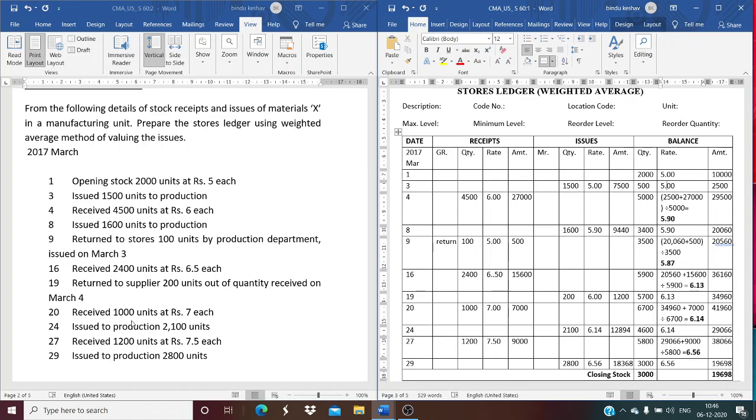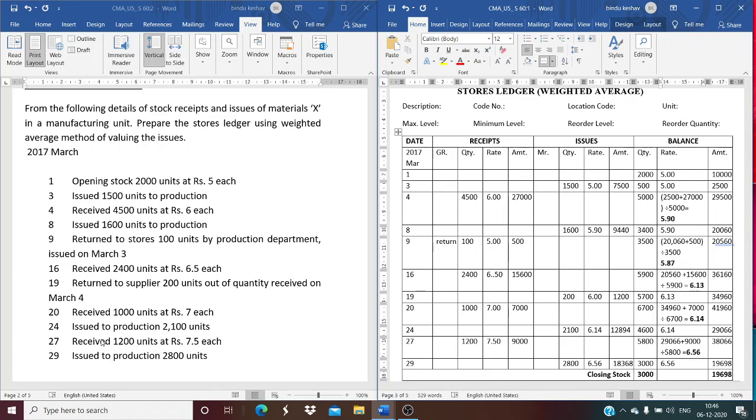And on 20th received 1,000 units at rupees 7 each. So again there is a receipt of 1,000 units. So again the weighted average price has to be calculated now. The total quantity will be 5,700 plus 1,000, 6,700, and the value will be 34,960 plus 7,000 divided by the quantity of material in stock 6,700, which is equal to 6.14.